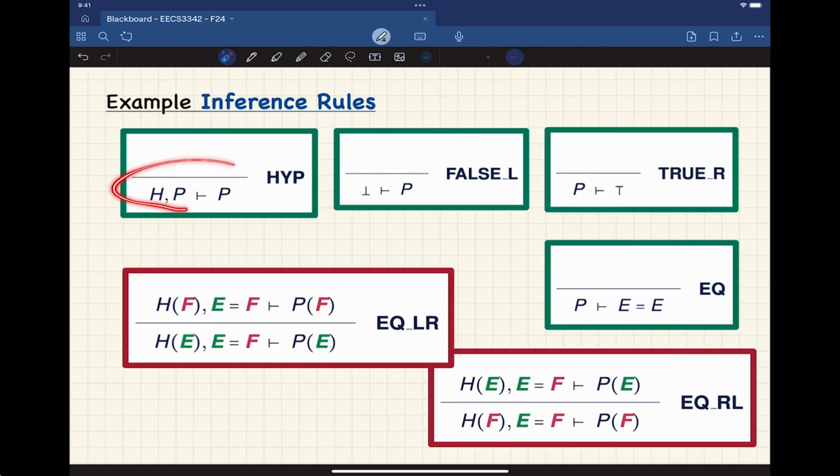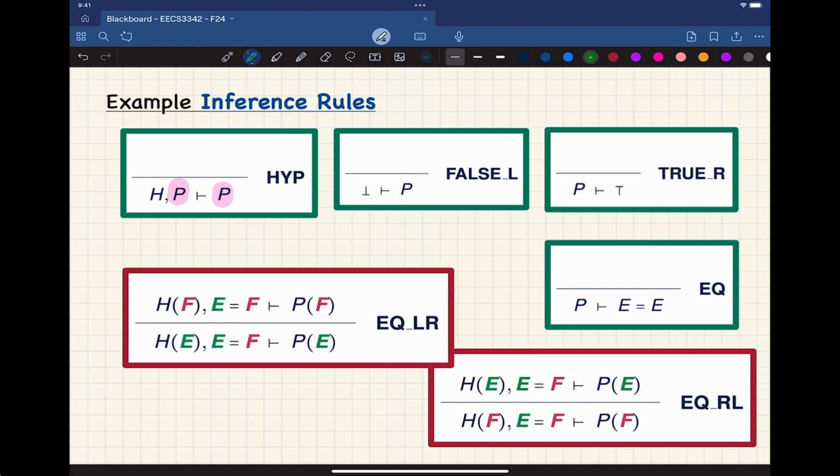Again, this and this are the axiom inference rules. You can see the above, they're empty, all right? This one here is the so-called hypothesis rule. If the hypothesis happens to be the goal, then proved. Because you assume P, of course P is true, all right? So if the goal matches one of the hypotheses, then it's automatically proved.